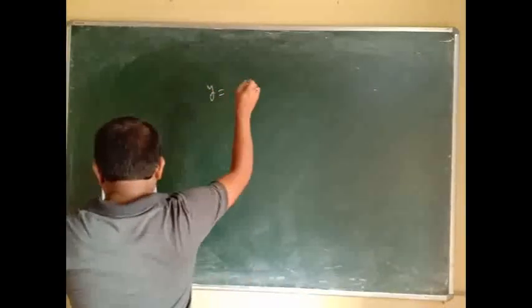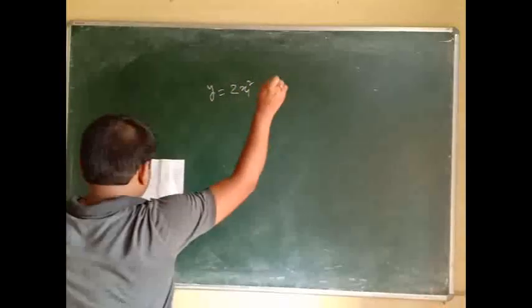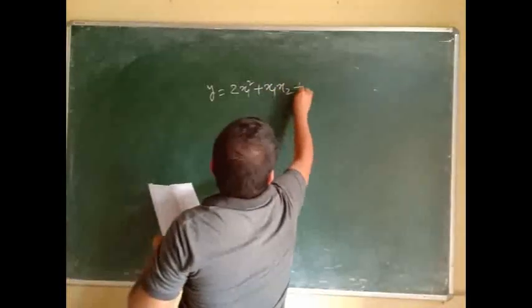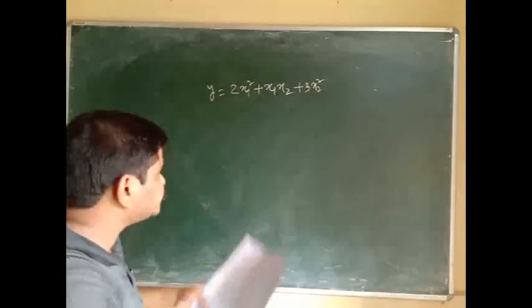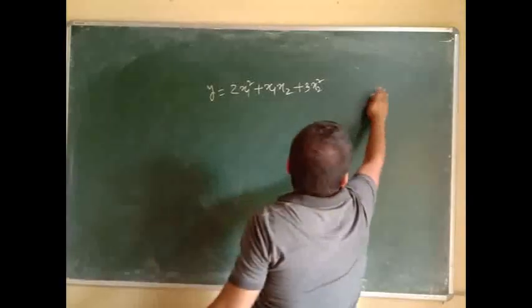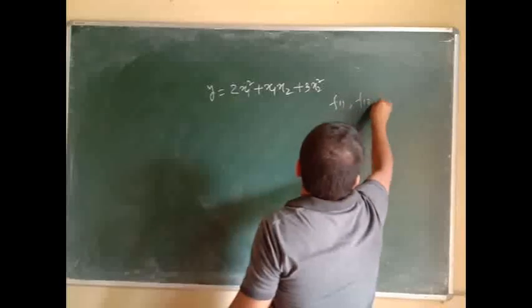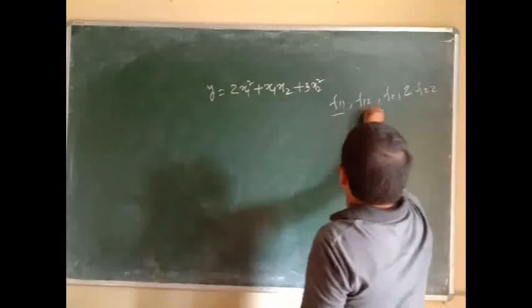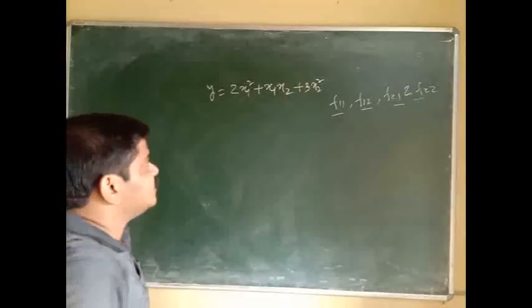Now let us have a function y is equal to 2x1 square plus x1 x2 plus 3 x2 square. So here you have to find out f11, f12, f21 and f22. So these are the second order partial derivatives, and we have to find out these second order partial derivatives. So let us start.